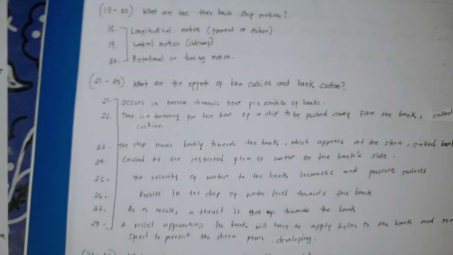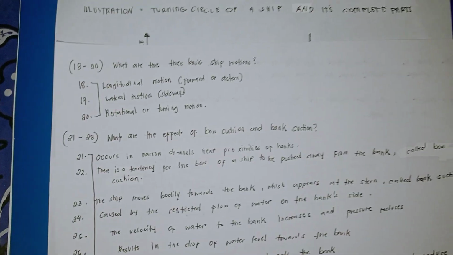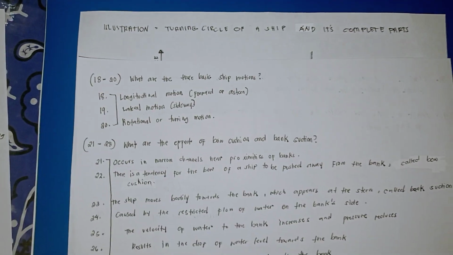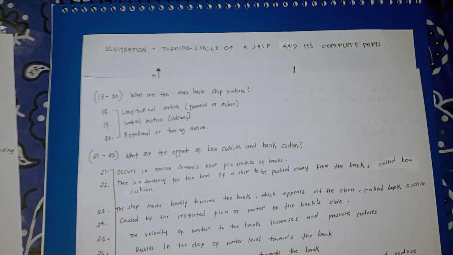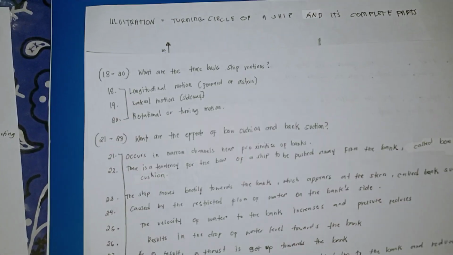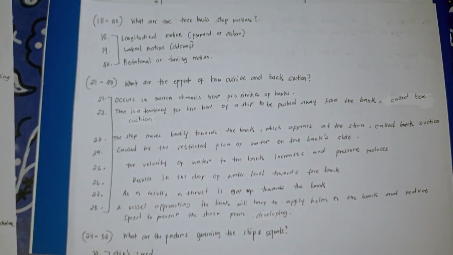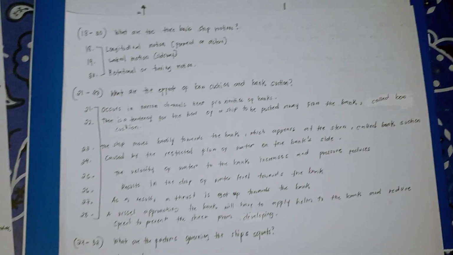So for our 18 to 20, what are the 3 basic ship movements? We have longitudinal motion, forward or astern. We have 19, lateral motion or sideways. 20, we have rotational or turning motion. We have 21 to 28. What are the effects of the bow cushion and bank suction?